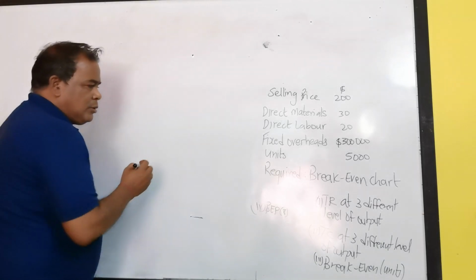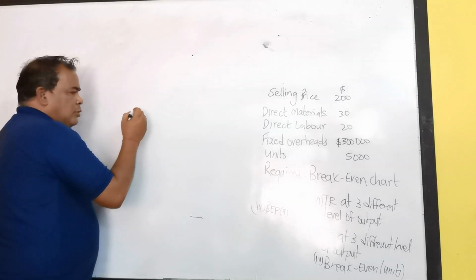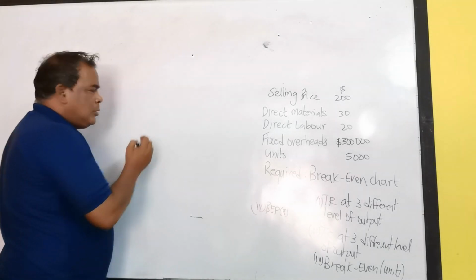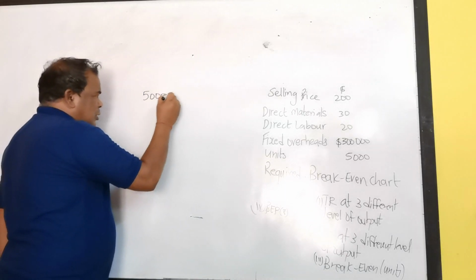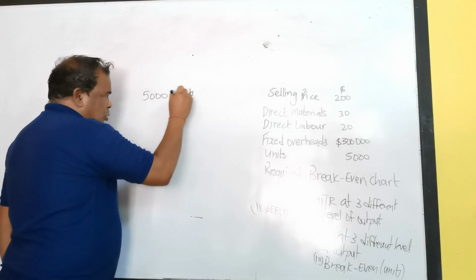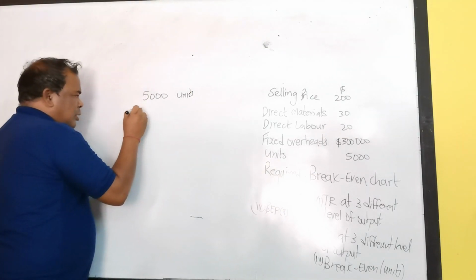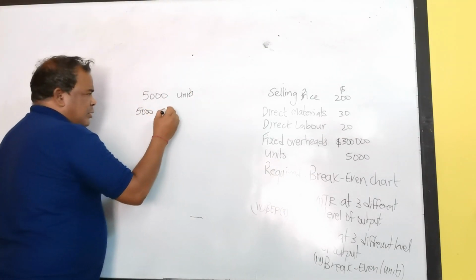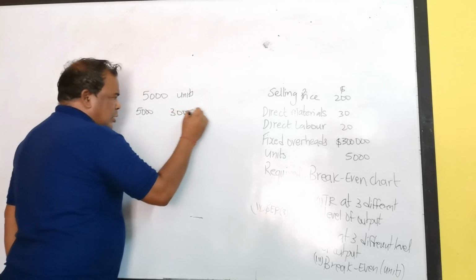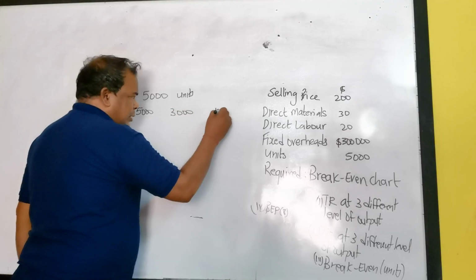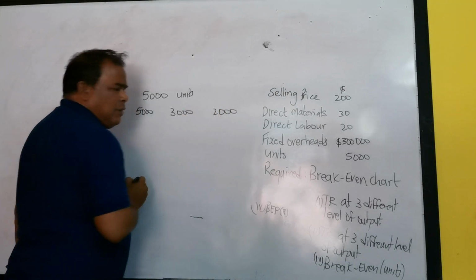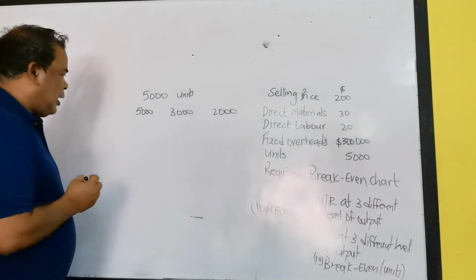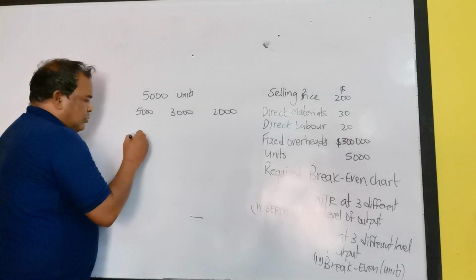So first we are going to calculate total revenue at 3 different levels of output. The units given is 5,000 units, so we divide it into 3 parts: 5,000 units, 3,000 units, and 2,000 units. Now we are going to calculate total revenue.